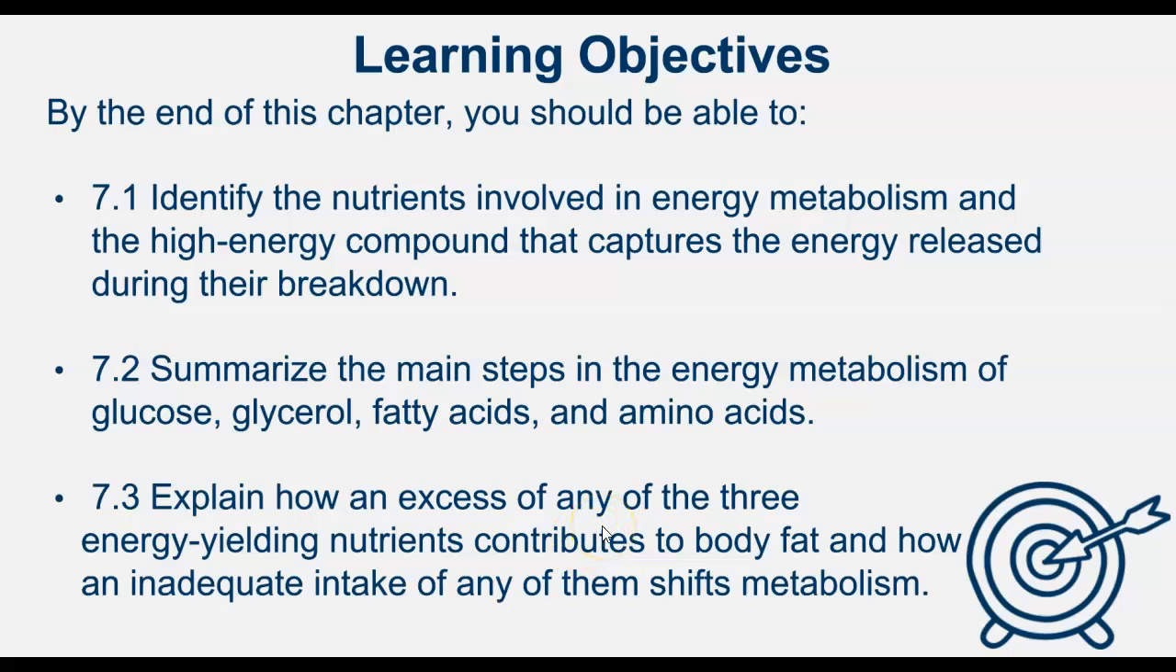The learning objectives for this chapter are you're going to be able to identify the nutrients involved in energy metabolism and the high energy compound that captures the energy released during their breakdown. Also summarize the main steps in the energy metabolism of glucose, glycerol, fatty acids, and amino acids. And explain how an excess of any of these 3 macronutrients contributes to body fat and how an inadequate intake in any of them shifts our metabolism.